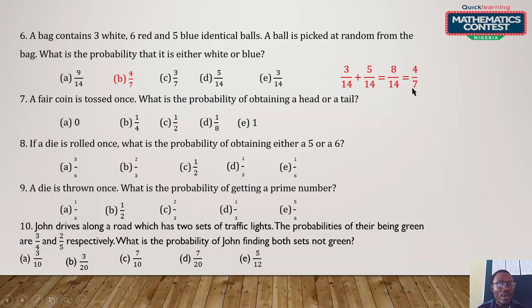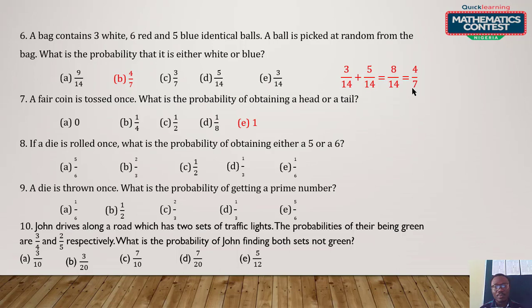Now, number 7, if a coin is tossed once, what's the probability of obtaining a head or a tail? You should know the answer. A head is 1/2, a tail 1/2. So the answer will be 1. So it's either head or tail when a coin is tossed.